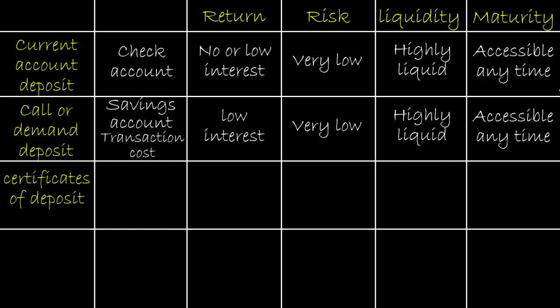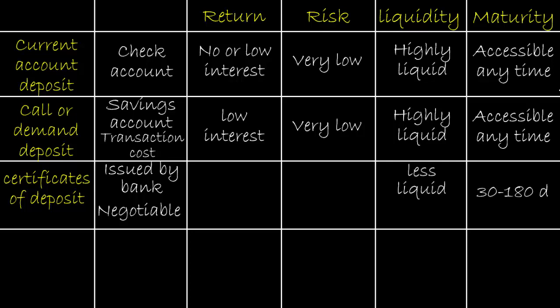The third one is called certificate of deposit. This certificate of deposit is issued by the bank, which means it carries the bank name. And it's highly negotiable, which means the bank can negotiate with the customer about the terms of this certificate of deposit. The maturity is from 1 to 6 months. Consequently, the liquidity is a little bit lower compared to current account deposit and call or demand deposit. But the good thing about certificate of deposits is they could be resold in the money market.